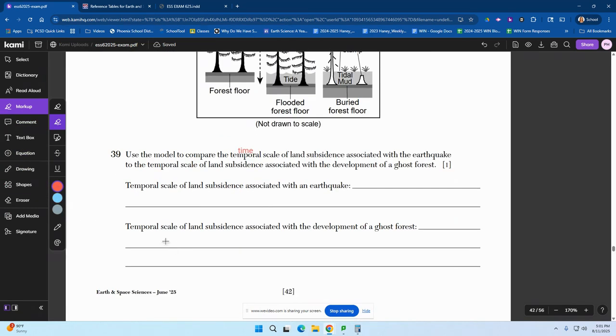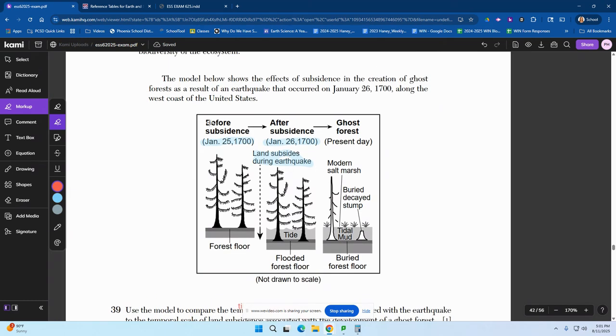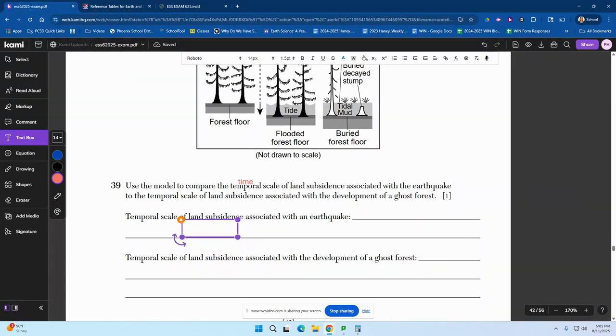And then I have to talk about how that compares to the development of a ghost forest. So I see that my ghost forest starts here, right? There's my initial, and it forms present day, so like hundreds of years later, okay? So my subsidence during an earthquake happened much quicker than my subsidence in terms of the formation of the ghost forest. I would have said for the earthquake, something like happens very quickly in days, right? And then my ghost forest took a really long time, so it happens over hundreds of years. And that's it. That's my comparison.